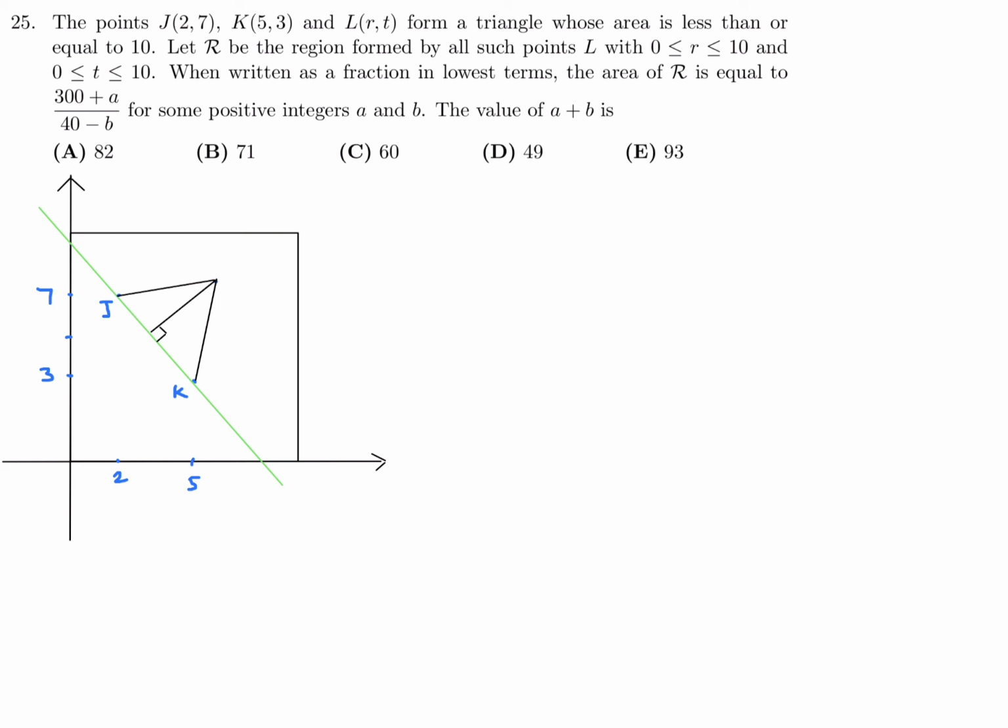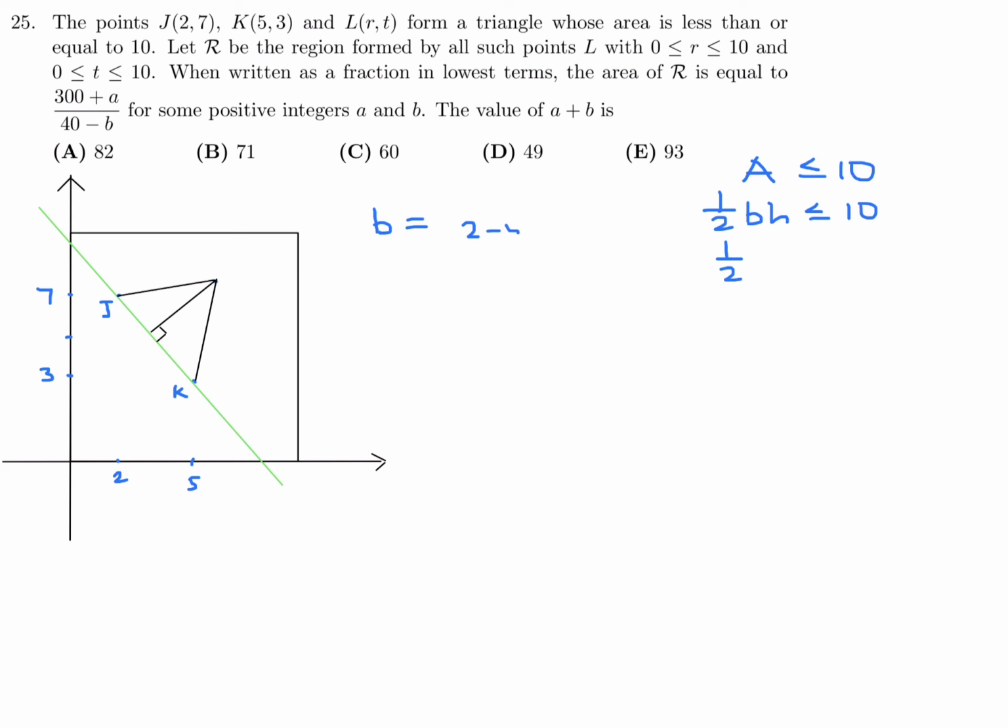And according to the question, the area has to be less than or equal to 10. So 1/2 base times height is less than or equal to 10. The base is from J to K right there, and the height is from here to here. But I don't know either of those right now. So let's see if I can figure out at least one. I think I can figure out the base because I've been given the points, right? So that base distance would be just calculated with the distance formula.